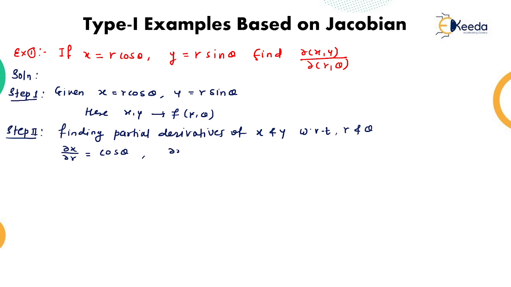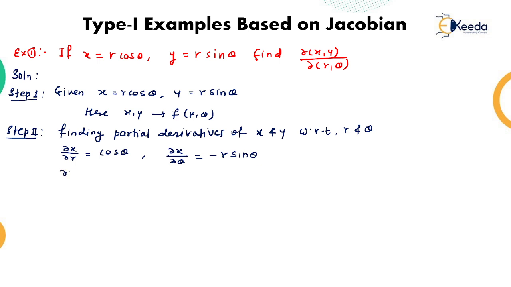Similarly you also have to calculate ∂x/∂theta, because x is a function of r and theta, so we differentiate x with respect to r as well as with respect to theta. Treating r as a constant, the derivative of cos theta is minus sin theta. So ∂x/∂theta is minus r sin theta. These are ordinary derivatives, keeping the other variable constant.